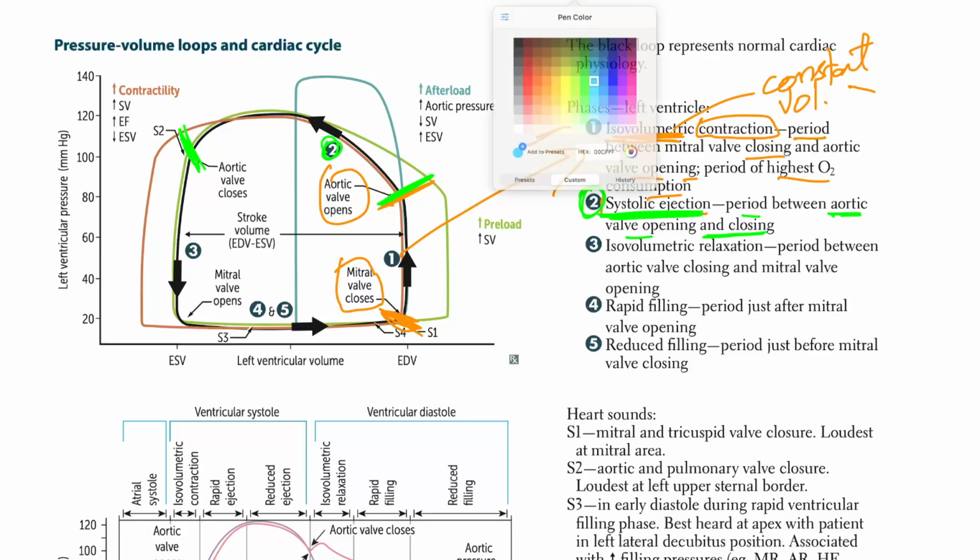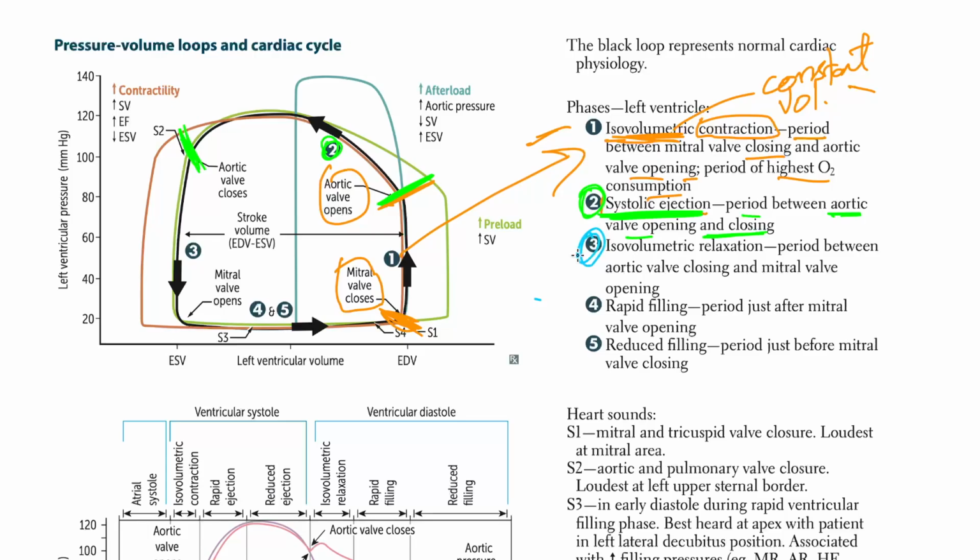The next one is the isovolumetric relaxation. Again, isovolumetric meaning constant volume. Relaxation means the heart is just relaxing. It goes from aortic valve closure till the point that the mitral valve opens. So the period between aortic valve closure and mitral valve opening, right? And what's the next one?